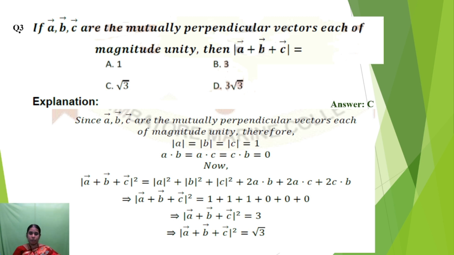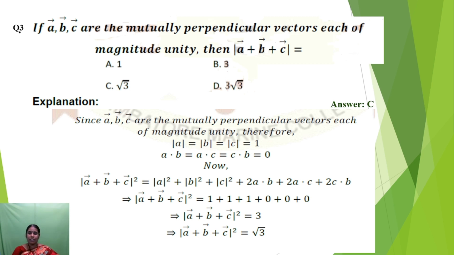So, mod A equal to mod B equal to mod C equal to 1. Then A dot B equal to A dot C equal to C dot B equal to 0. By using the definition of perpendicularity, if two vectors are perpendicular, then their dot product equals 0. By using that, we get 0. Now, calculate modulus of A plus B plus C. In order to calculate the modulus, we square it. Then A square plus B square plus C square plus 2 A dot B, 2 A dot C plus 2 B dot C.